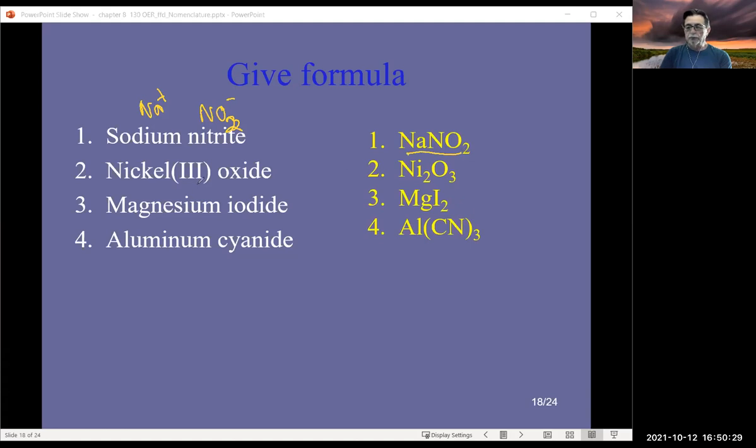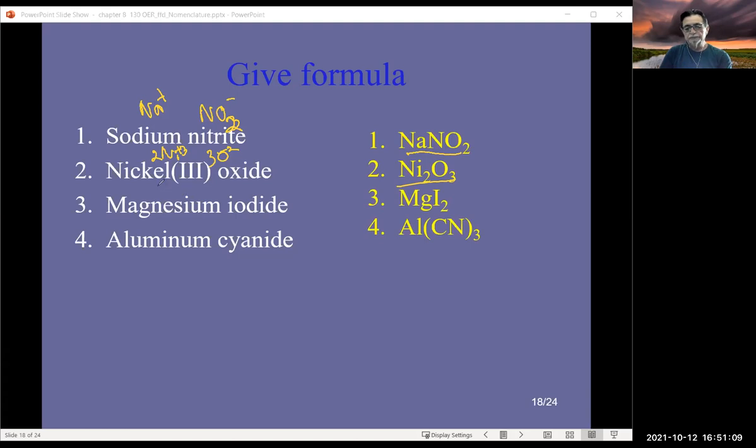Okay, nickel, Roman numeral 3. What that tells you is you're using the +3 oxidation number. Oxide always has a -2, always. And so we have a disparity here between a +3 and a -2. So we find a common factor, which again is 6. So that means we need 3 oxides and 2 nickel +3s. So our formula is Ni subscript 2, O subscript 3.